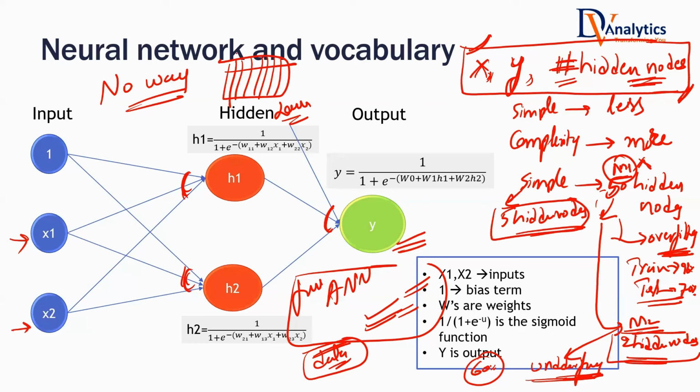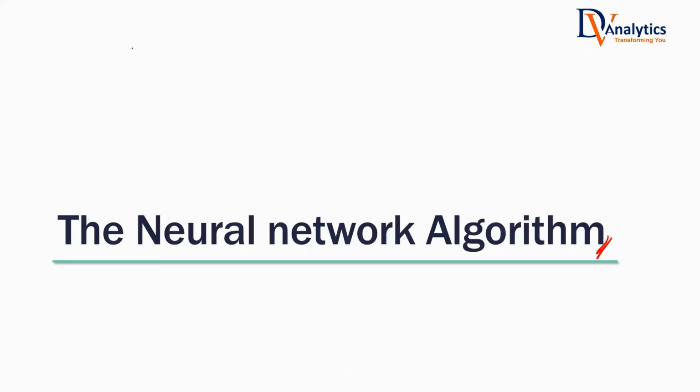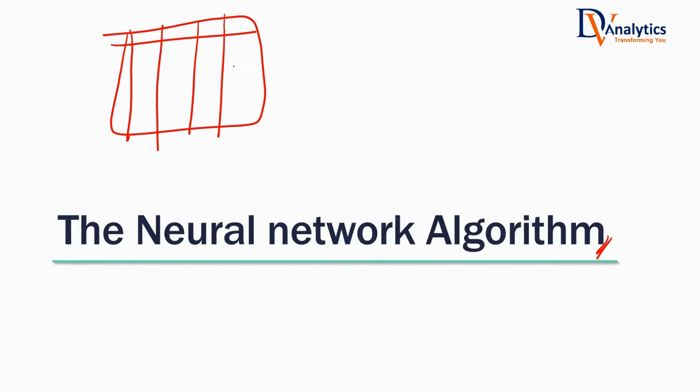Let us suppose I have given you a data set. I gave you a data set and I asked you to build an artificial neural network model. Let's think of it step by step. Let us suppose I have given you a data set, and I asked you, Rishi, please build an artificial neural network model.